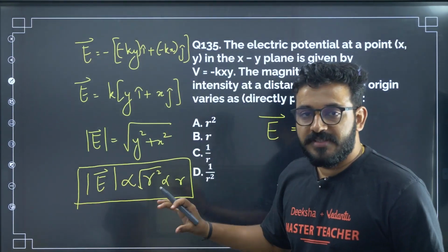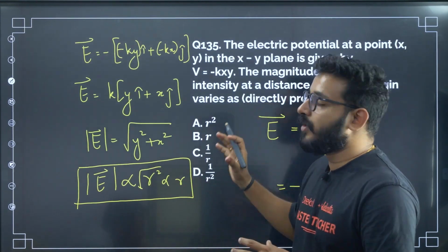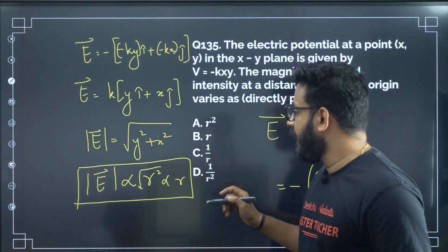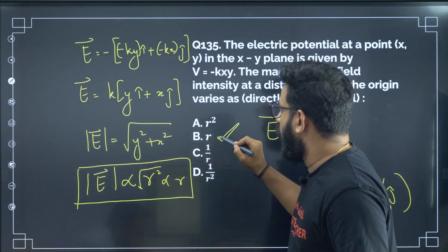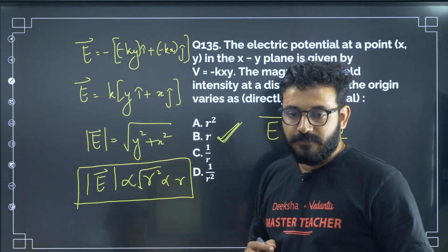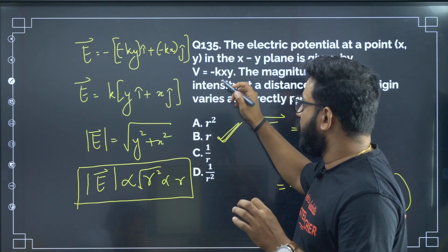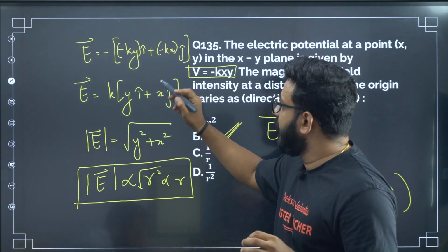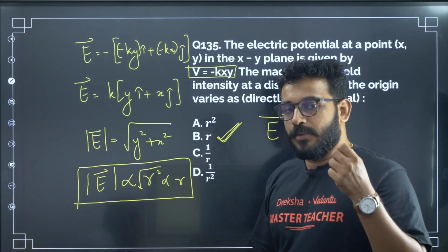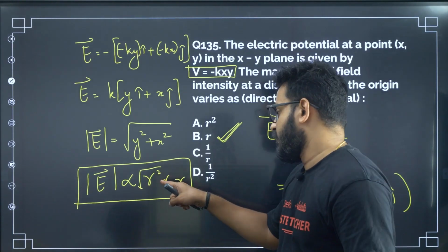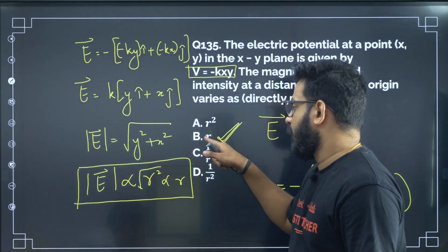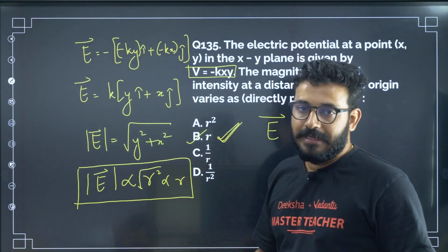So this is how it varies. In this particular question, the electric field with respect to this given potential varies as r. Option B is the correct answer. So when the potential is given like this, then the electric field in this situation varies with respect to the distance directly proportional to r. Option B is the correct answer.